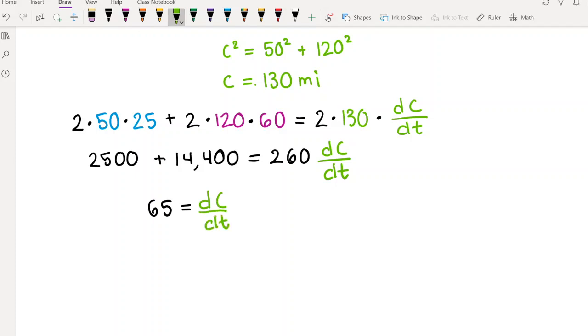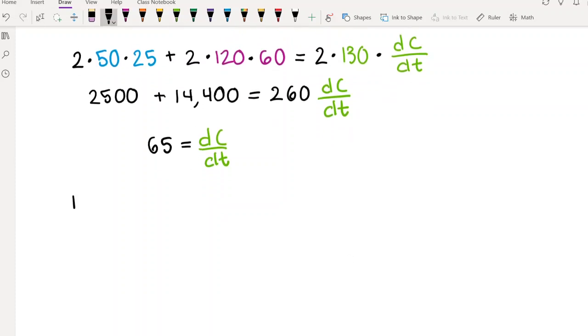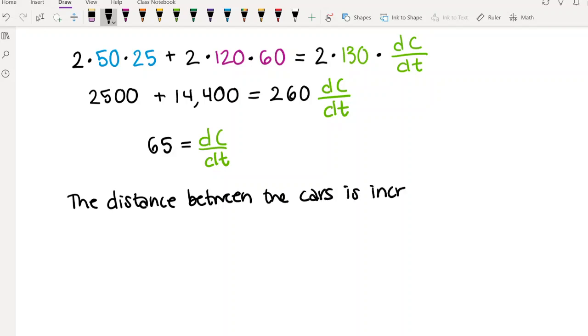So what does this tell us? Let's try to translate this back into English. This tells us that the distance between the cars is increasing at a rate of 65 miles per hour. That's what we just figured out.